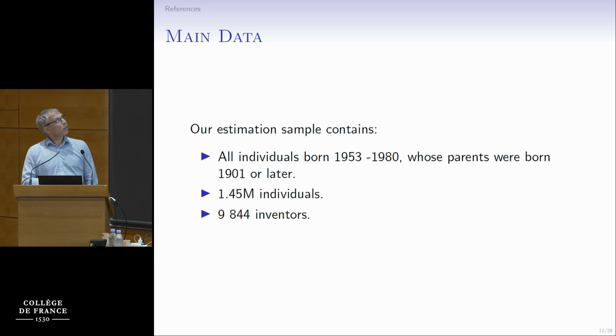And so we end up with a sample where we have essentially all individuals born between 53 and 80, with the exclusion that if we can't match them to both parents, then we throw them out. We want to have both parents in there. We also exclude people who were born to really older parents, and we end up with slightly shy of 1.5 million individuals, and we have some 10,000 inventors in our data. So that's the raw material we're working with.